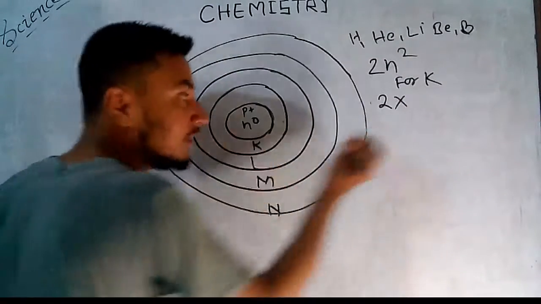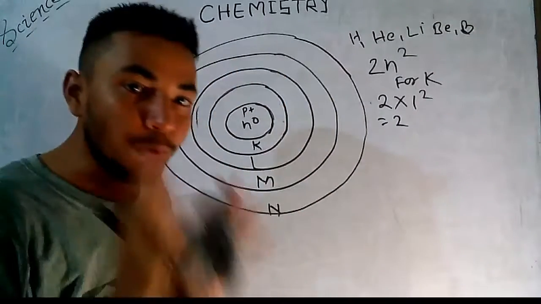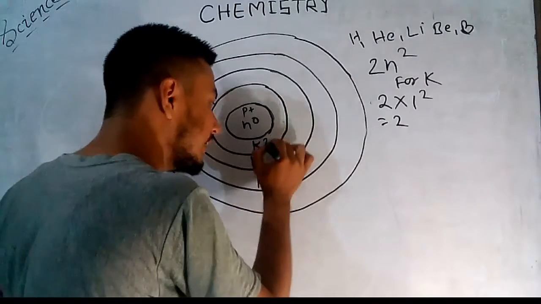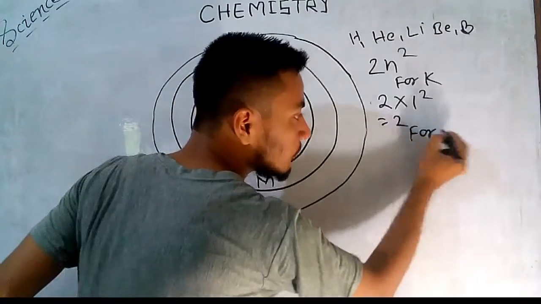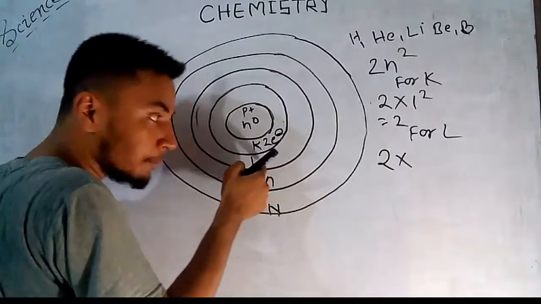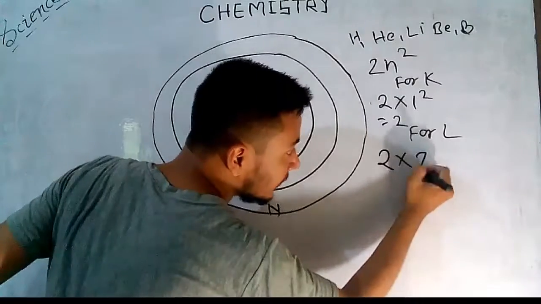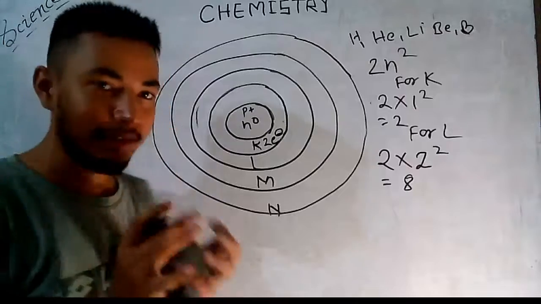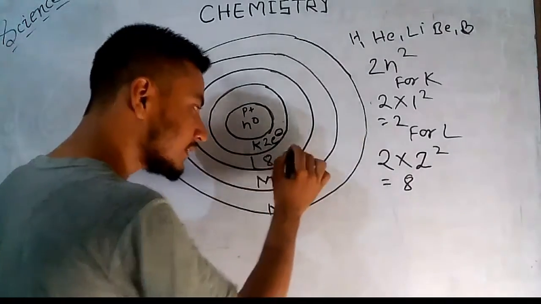For K, the first shell, 1 squared is 1, so 2 times 1 is 2. So it means that we can put only 2 electrons in the K shell. For the L shell, the formula is 2n squared, where n equals the shell number. For the L shell n is 2, therefore 2 times 2 squared equals 8. So it means we can put only 8 electrons in the L shell.